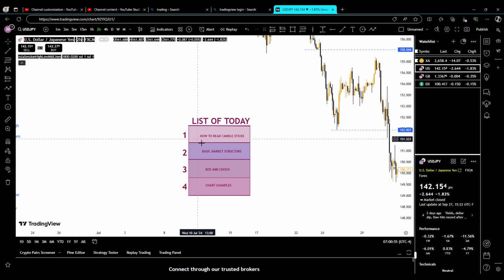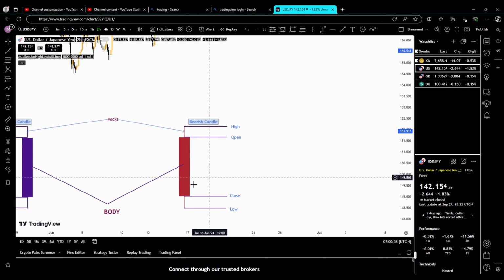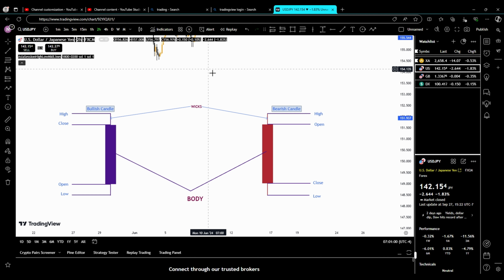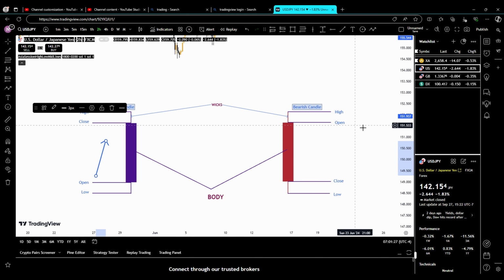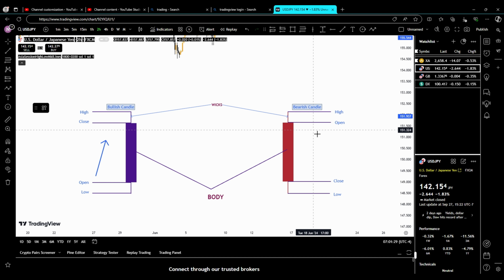So we're gonna start with how to read candlesticks. Obviously, candlesticks are things that indicate to us and give us information on where the market is moving to. So as you can see on the chart here, these are our bullish candlestick and our bearish candlestick. Bullish actually means a candlestick that moves upward. That's the meaning of bullish. It means it moves up, while bearish are candlesticks that move down.